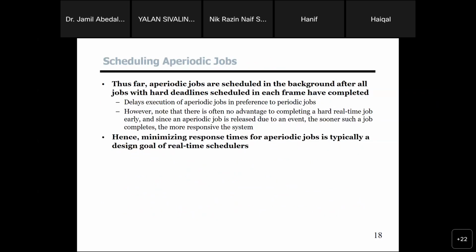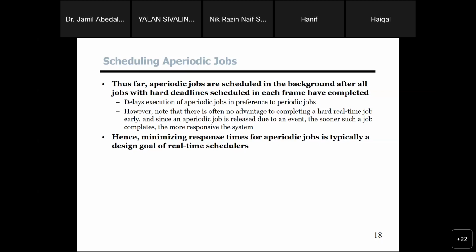Scheduling aperiodic jobs. As I told you, we have periodic jobs and aperiodic jobs. In simple words, we can say the periodic job is the main task, the main target or the main job that we need to execute, while an aperiodic job is like an extra job or additional job that we need to execute. So thus far, aperiodic jobs are scheduled in the background. Later we will understand what the meaning of background is in the next chapter. This is the first type of scheduling that we will deal with.